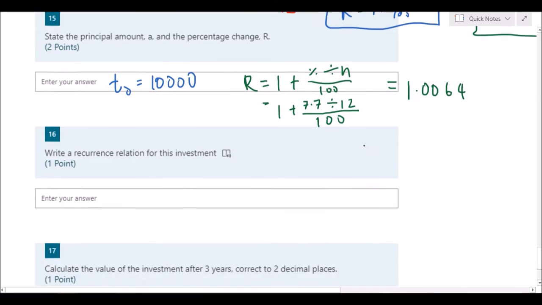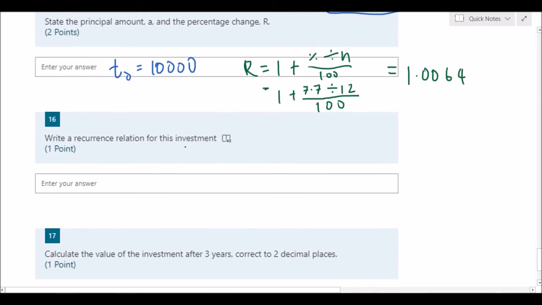Okay, write a recurrence relation for this investment. So let's make a recurrence relation. Remember, your recurrence relation should look like this. T0 equals the starting amount, also known as the principal. And then Tn plus 1 is equal to Tn times the common ratio, or the percentage change R.